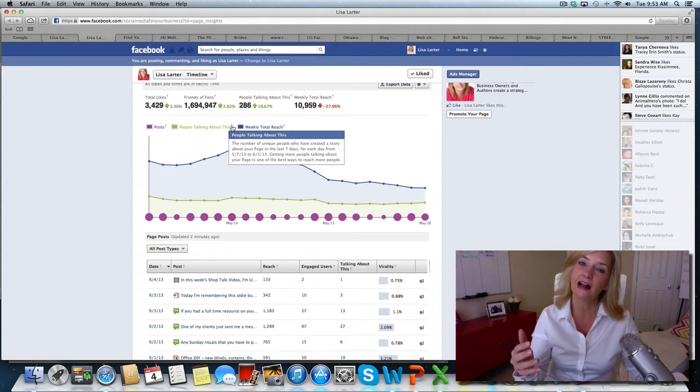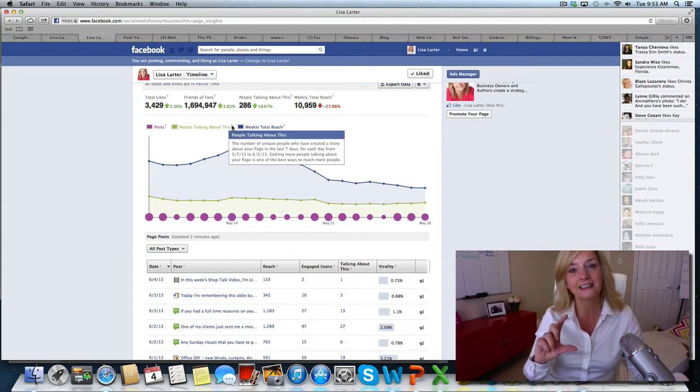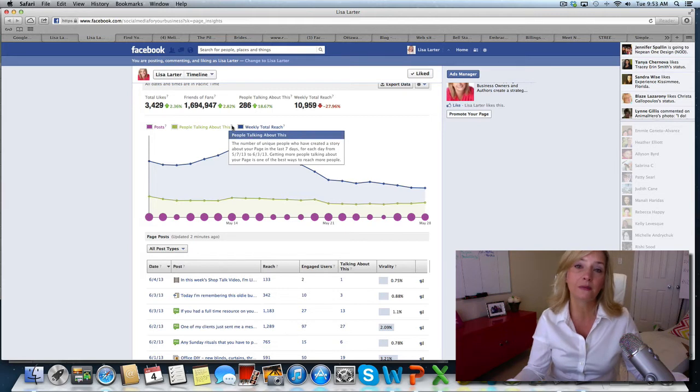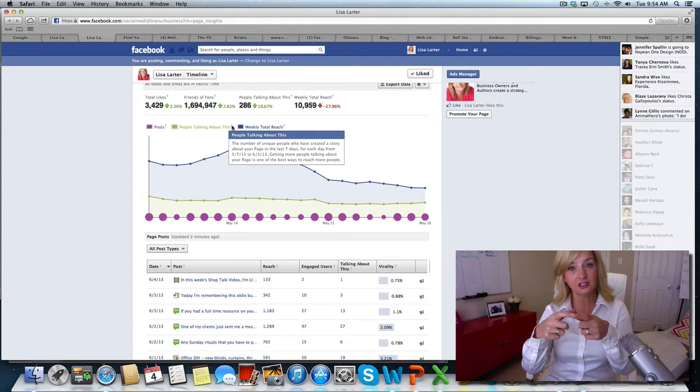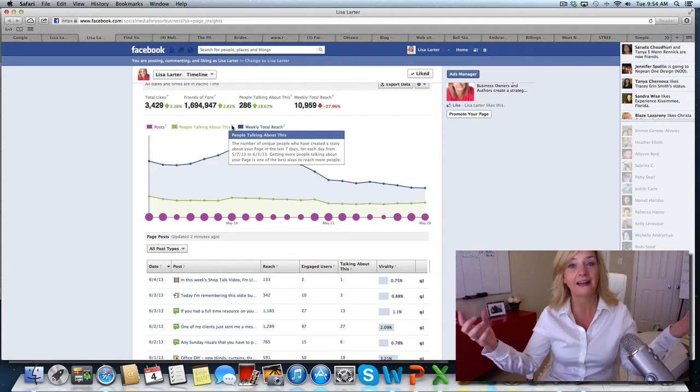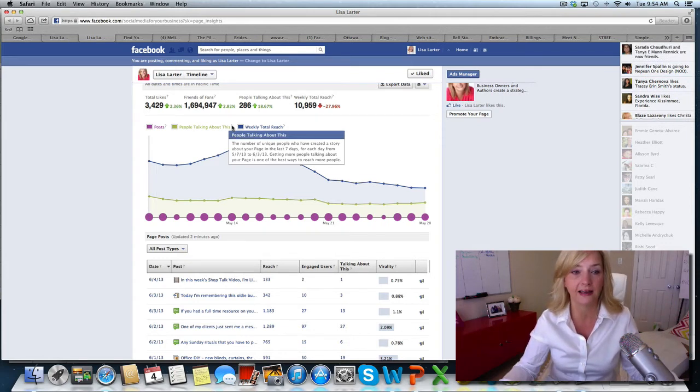When people interact with your content, whether it is a like or a comment or a share, that is considered an interaction with your content. This is a really important number because essentially when other people interact with your content, it creates a story in the newsfeed which helps you to reach an audience that you may not be connected to otherwise.